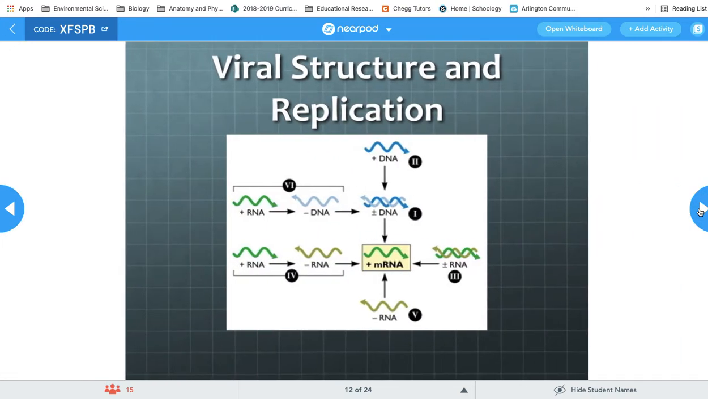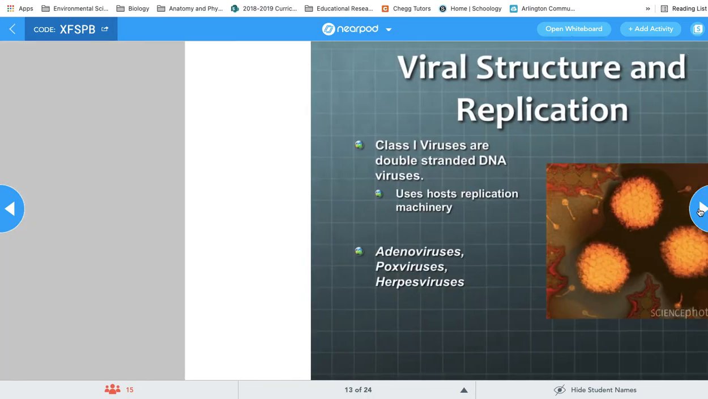So here's another picture of the same thing we're looking at. The biggest thing is getting to mRNA because mRNA makes protein, and proteins are life for cells. If we don't have proteins, we don't have anything. And so the whole goal is to get to mRNA so we can make those proteins for these viruses to survive and do what they're supposed to do.